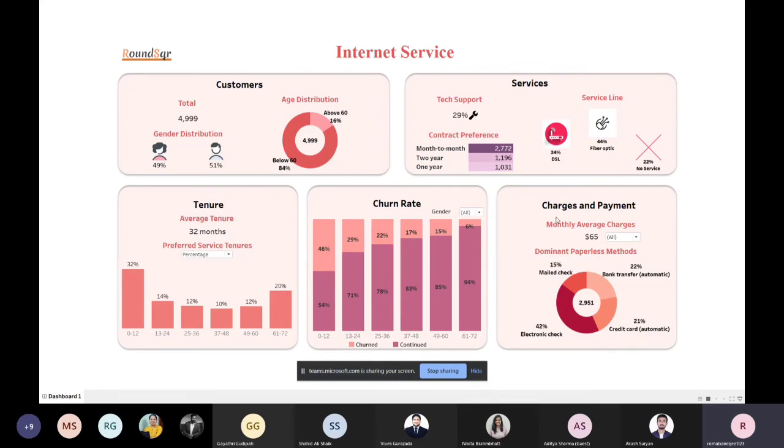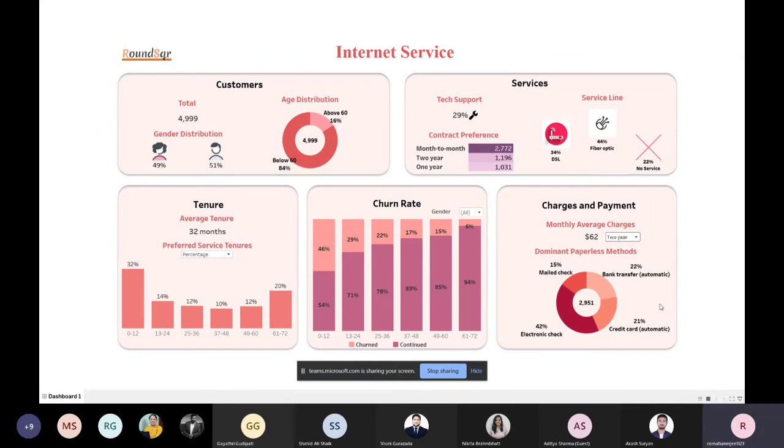Last, we have the charges and payments. Over here, we have the monthly average charges. Right now, it's selected to all. If we select month to month, it's 66. So it's showing the monthly average charges if a customer takes a month-to-month contract. Similarly, we can choose 2 year, and it's 62. Below it is the payment method.